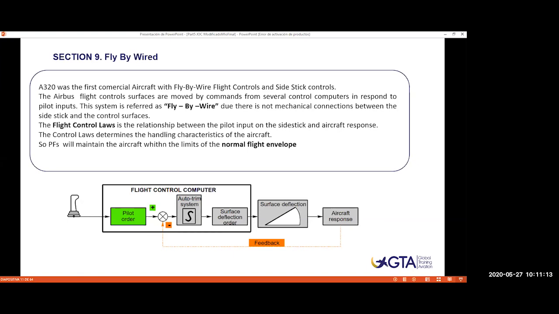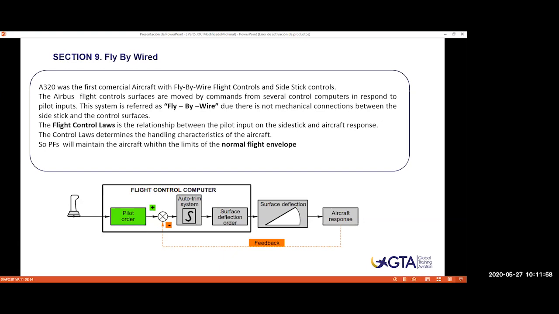The control laws determine the characteristics of how we can handle this aircraft. So to summarize, when we move the side stick, what in another aircraft we would call the horns, this movement, these inputs go through some control computers, the flight control computers, and these flight control computers give instructions and commands to the control surfaces.